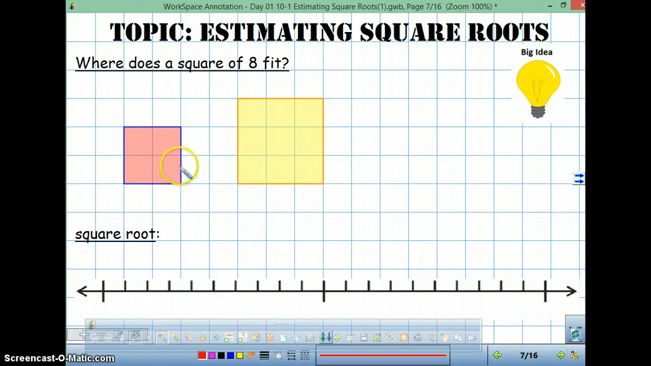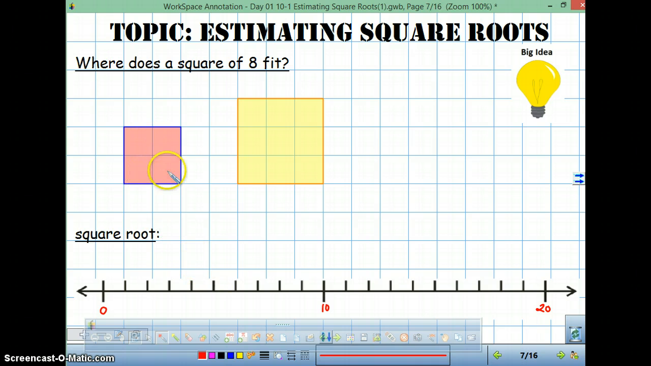All right. So we already talked about perfect squares. Now the question becomes, where does a square of 8 fit in? Can you make a square that has 8 blocks in it? No, it won't work. But you can see that we know that it's going to be somewhere in between these two, right?